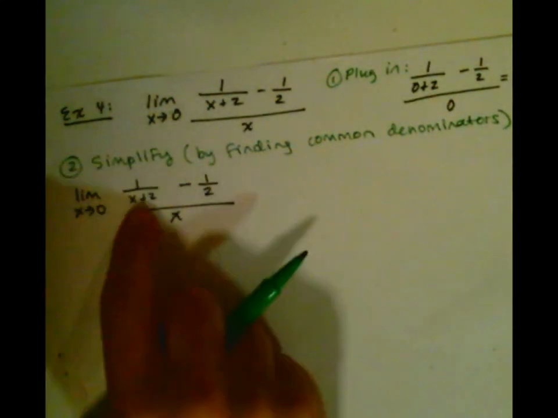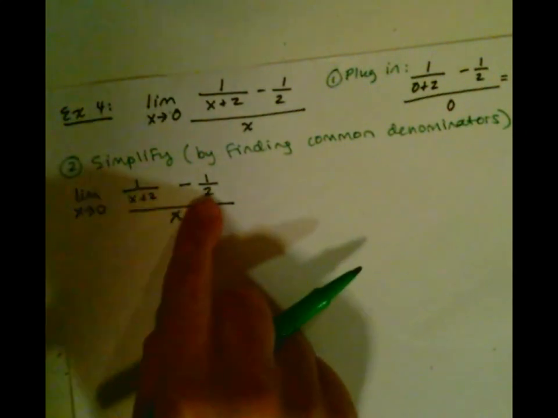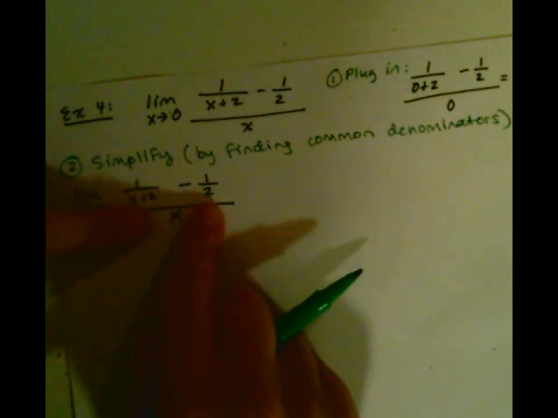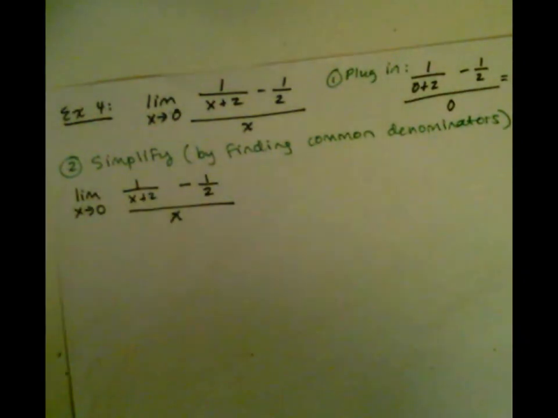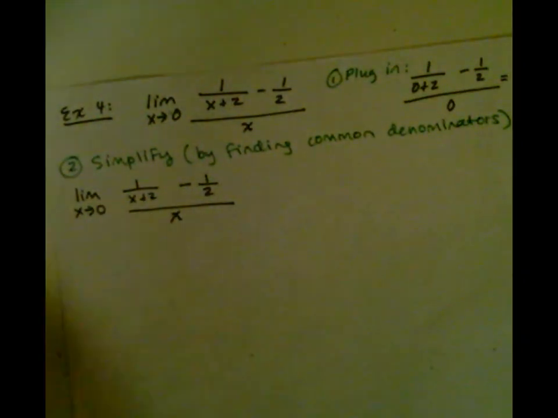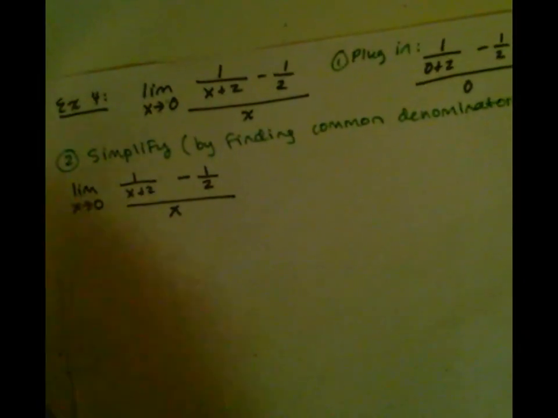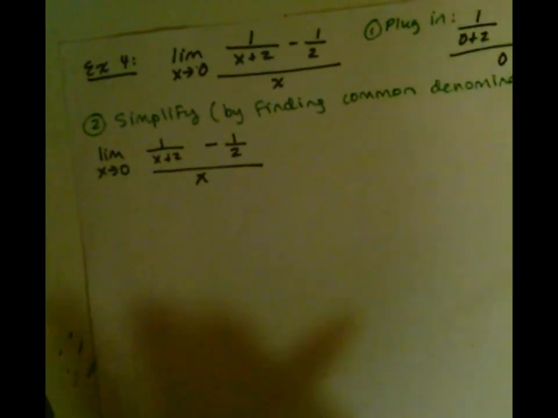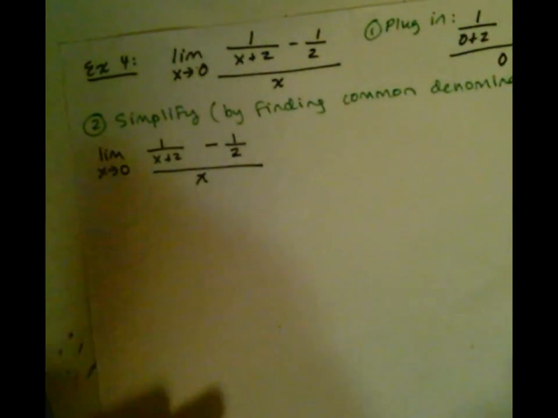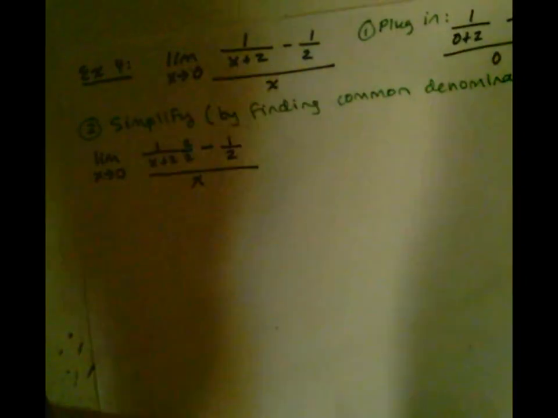So I see a denominator of x plus 2, a denominator of 2. These two denominators don't have anything in common with each other. They both have a 2, but it's not a factor of 2. So to get the common denominator, I just have to multiply each of them by the other denominator. So here I'd multiply top and bottom by 2. And here I'd multiply top and bottom by x plus 2.